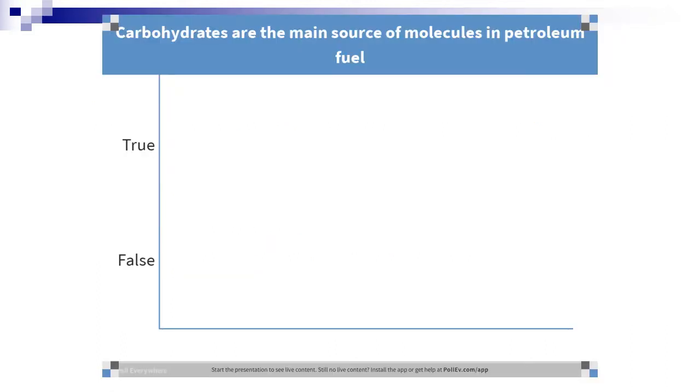All right, so your little question for this section says carbohydrates are the main source of molecules in petroleum fuel. True or false? Carbohydrates are the main source of molecules in petroleum fuel. Answer? That should be false. So carbohydrates you've heard of it regarding foods, and we'll talk about it in the foods section. But for your petroleum fuel, your main source of molecules are hydrocarbons. Carbon plus hydrogen. A carbohydrate has some oxygen involved in it, and it's a slightly different compound. So false.